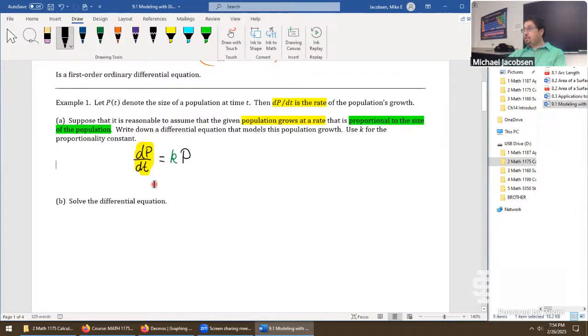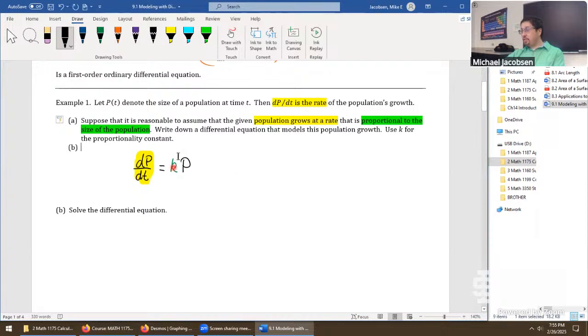So this equation right here, if we read it out left to right, says rate of change of the population size with respect to time is k times P. But k times P in this context is just another way of saying proportional to P. Well, we got it, folks. That's our differential equation for population growth.